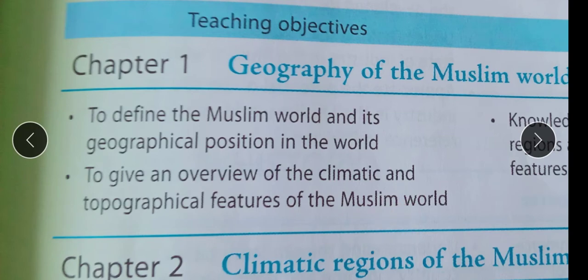Topographical features means the positions of the countries, the locations, how high they are from the sea level and what their land features are. Either they are level lands, or mountains, or the highest mountains, or deserts. These things are called topographical features of the Muslim world.